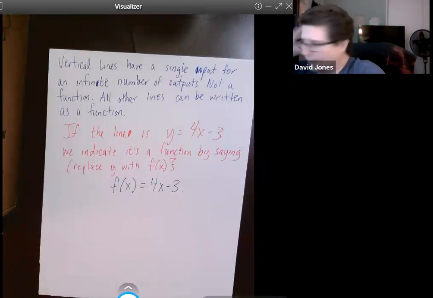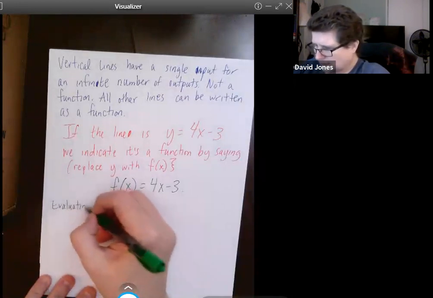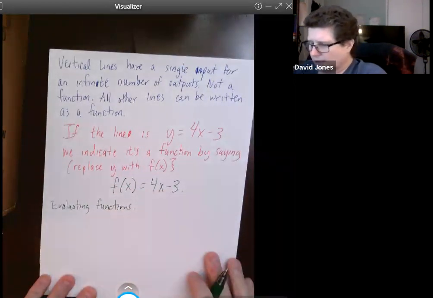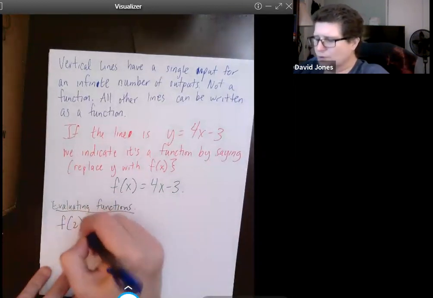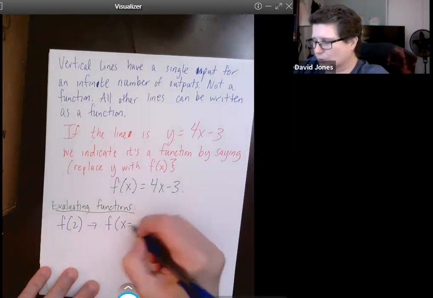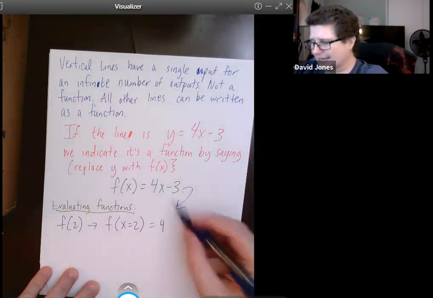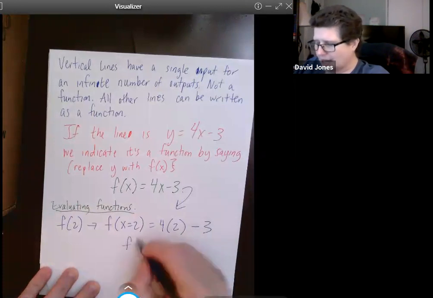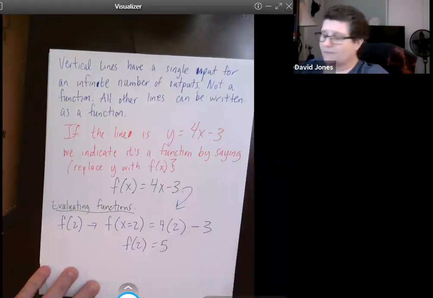When this gets evaluated, when you see something like f of 2, what this is saying is use the function f where x equals 2. I'm replacing the x with 2, and I get f of 2 is 4 times 2, which is 8, minus 3, which is 5. f of 2 is 5.